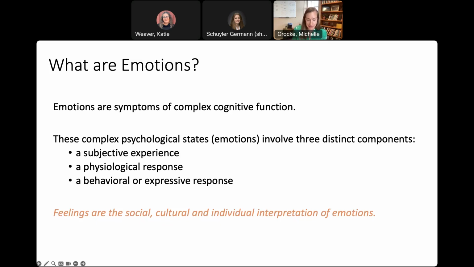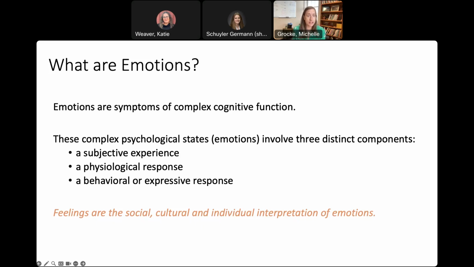Some of you might be thinking, well, what's the difference between an emotion and a feeling? Well, because there's the physiological and the behavioral change that's a fundamental aspect of emotions, emotions therefore can't simply be interpreted as feelings or mental states. Rather, feelings are the social, cultural, and individual interpretation of those emotions that are largely beyond our control. So in other words, feelings are how we interpret emotions and let them sink in. And we use the word feel for both physical and emotional states.